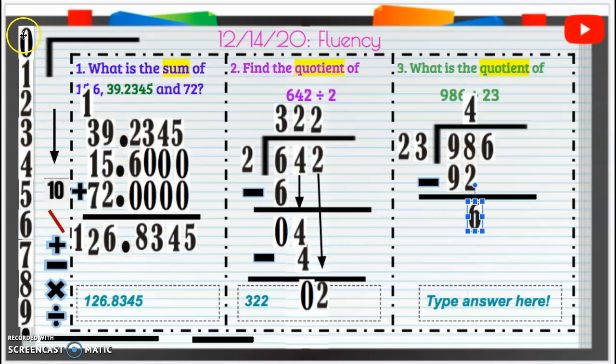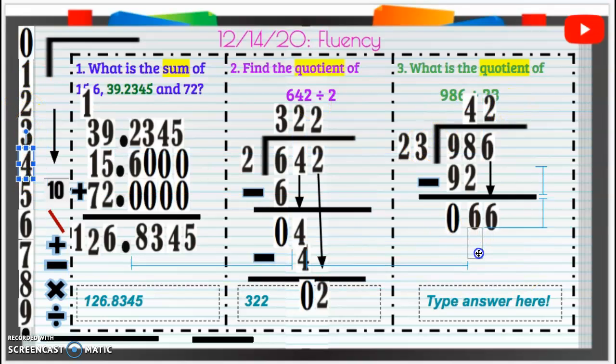And then 9 minus 9 is 0. And we bring down that 6. And now we have 66. So how many times can 23 go into 66? Well, I think it can go in 2 times, because if I go 23 times 3, that's 69, not quite 66. So we're going to have to put it in 2 times. So 23 times 2 is going to be 46.